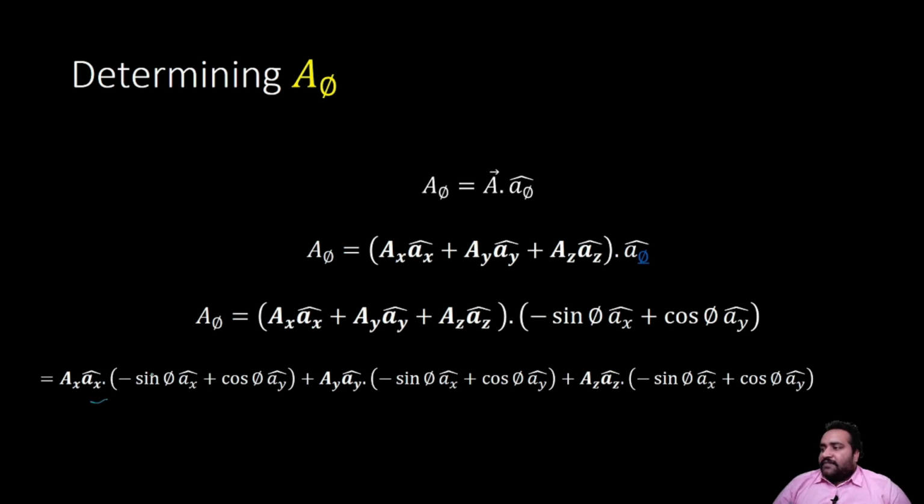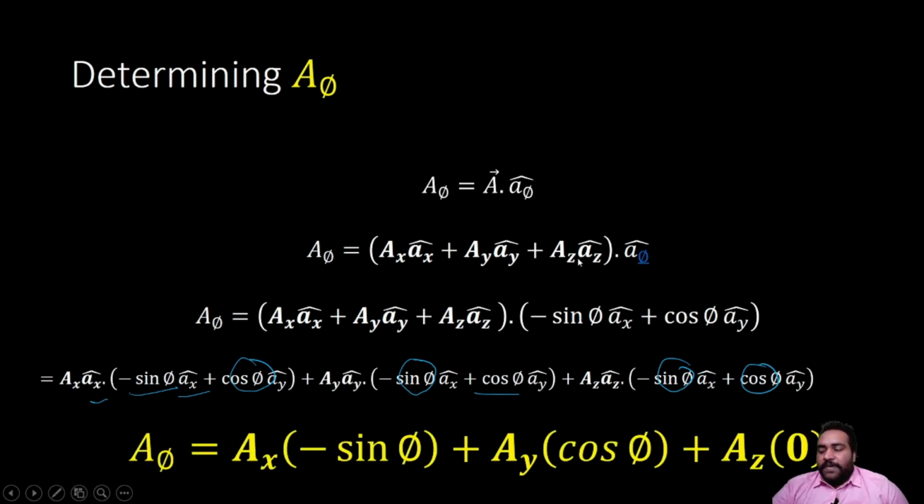Again, you see ax is dotted with ax, the answer would be minus sin phi. Ax dotted with ay would be 0. Ay dotted with ax would be 0. Ay dotted with ay would give me cos phi. Again, az with ax would be 0 and az with ay would be 0. So the expression of A phi in terms of Ax, Ay, and Az would be A phi equals minus Ax sin phi plus Ay cos phi plus Az times 0, because of the dot product between az and the other vectors.